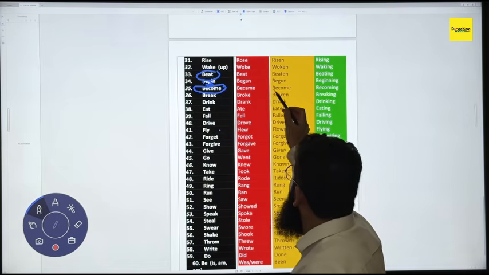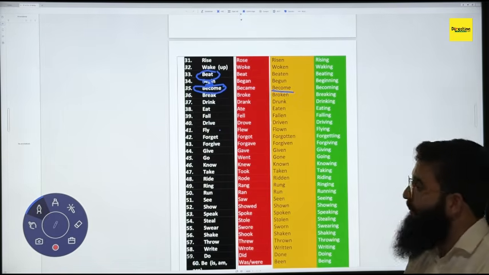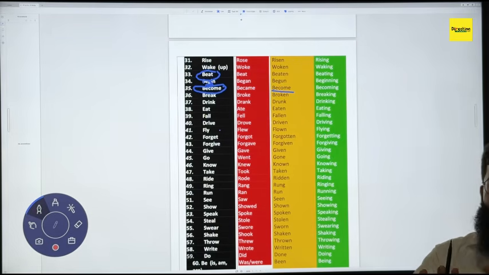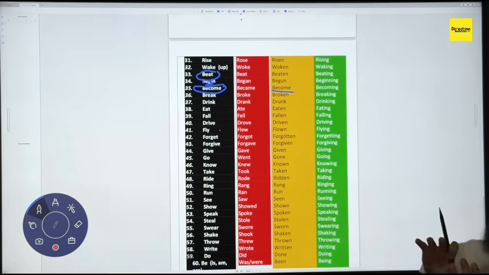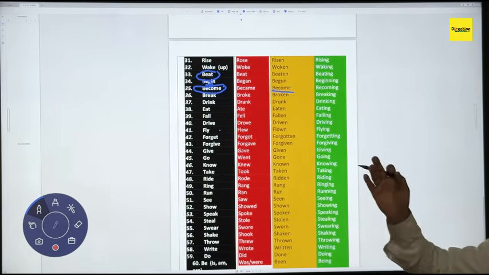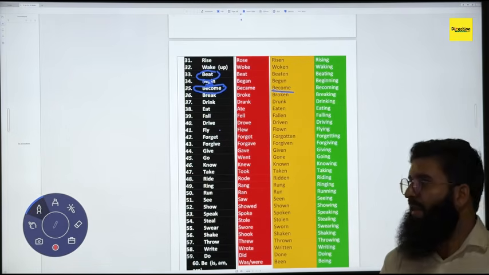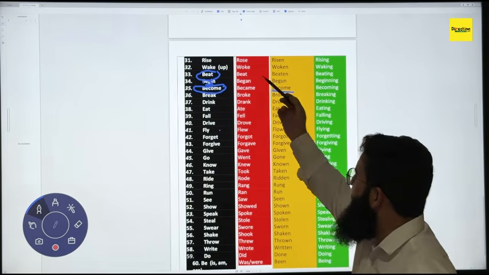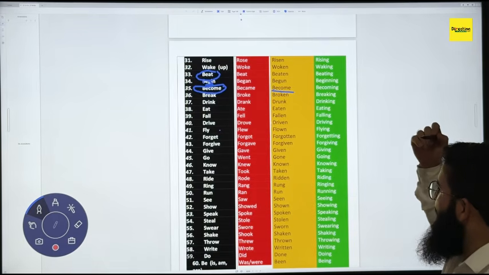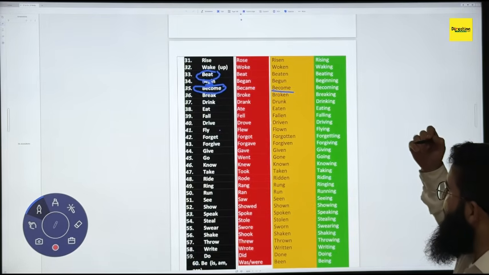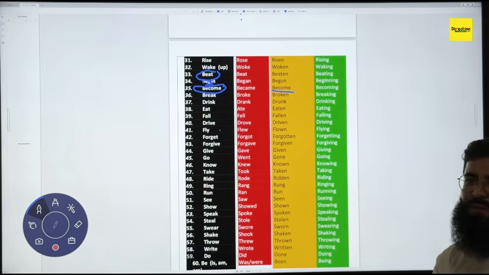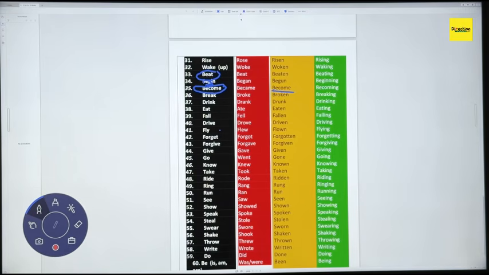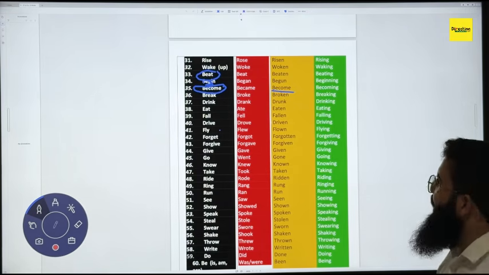Become. Why is it tricky? Because the first form and the third are the same. They are not different. These are not many verbs. There are few verbs in English which have the first and the third the same. This is become, became, become. And come is also come, came, come. That's also first and third the same.